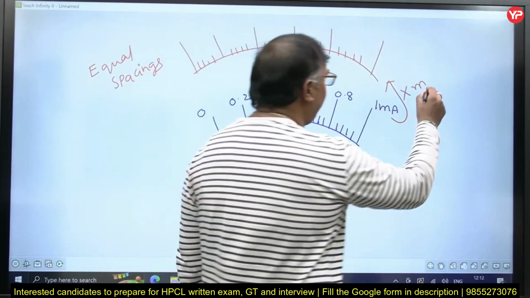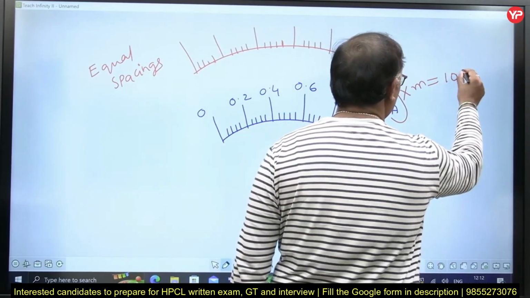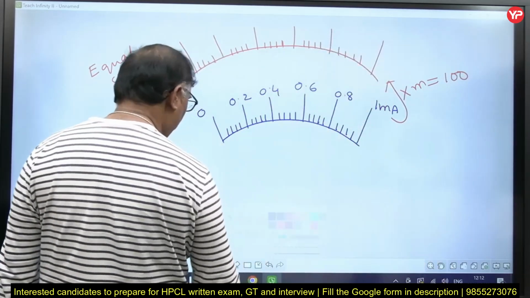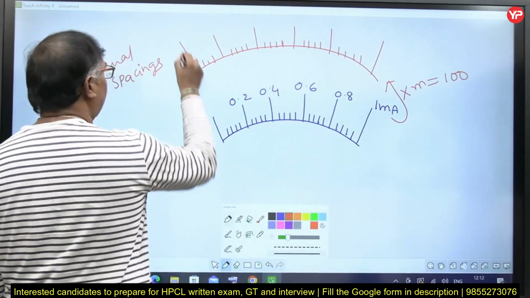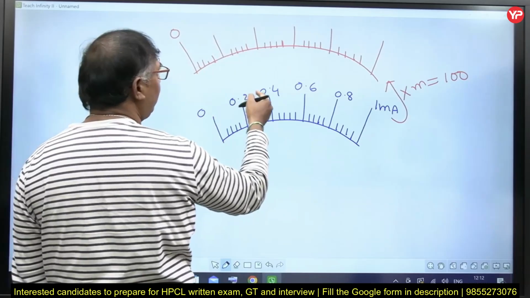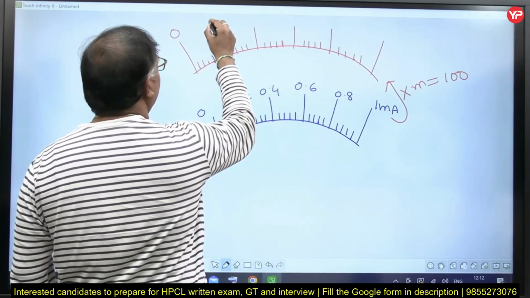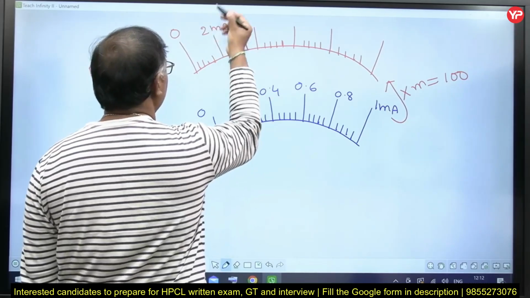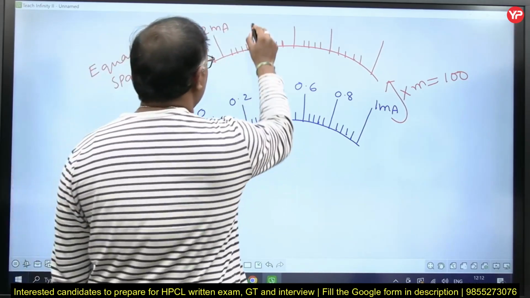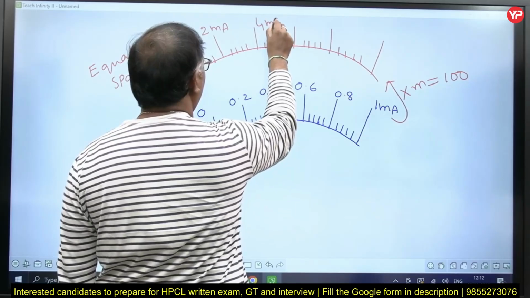What is M we got? 100. Whatever the existing scale you have, you multiply that scale with 100. So now 0 into 100, 0.2 milliamperes into 100. How much, sir? 2 milliamperes. 4 milliamperes.